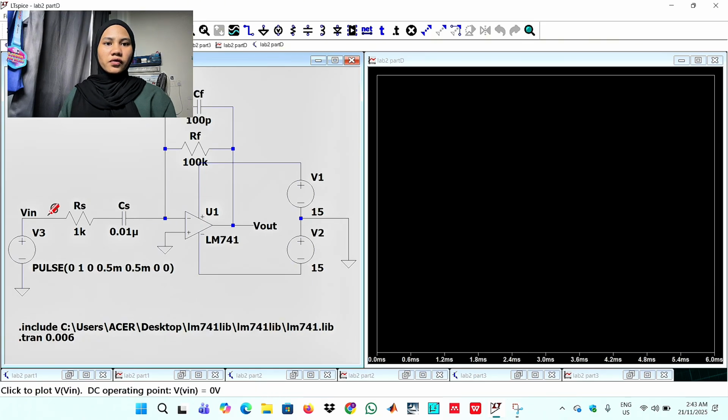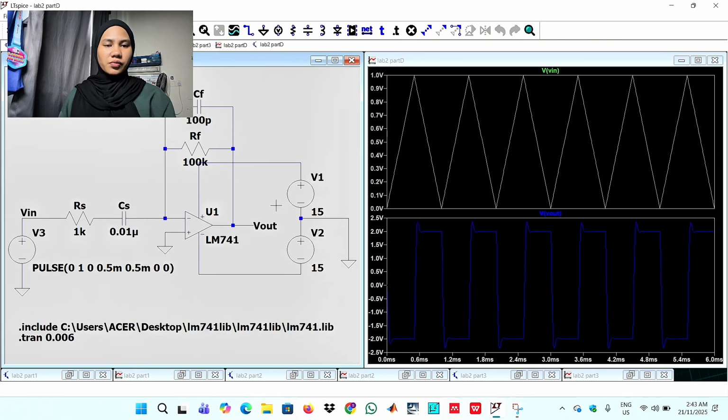The waveform for the differentiator amplifier transforms a triangle wave into a square wave, but with spikes, because it measures the input slope. The triangle wave's constant slope creates a square wave's constant voltage level.